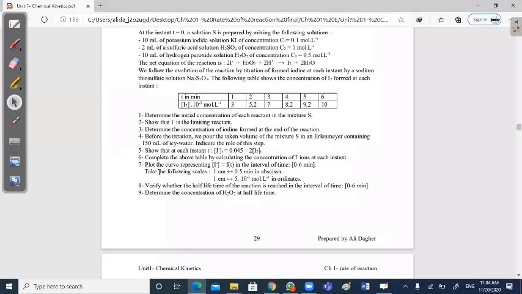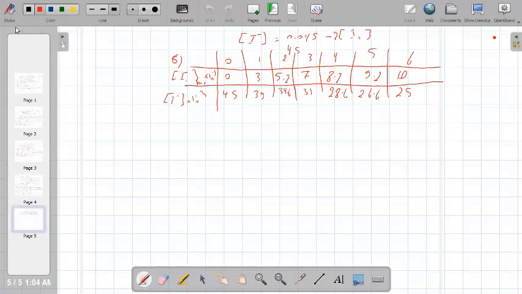We reached part 6. Complete the above table by calculating the concentration of ions at each instant. The answer was the concentration in mole per liter, mole per liter, and mole per liter. This is the concentration of I2 and the concentration of I minus.